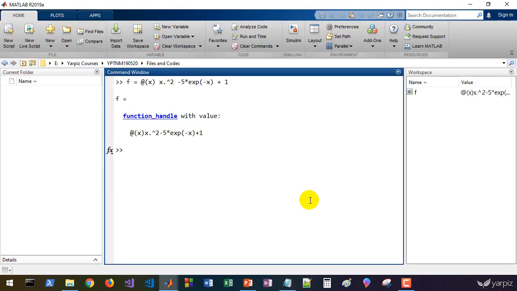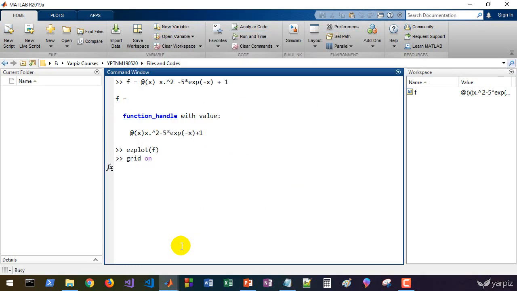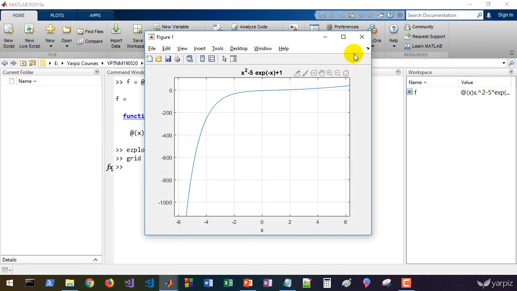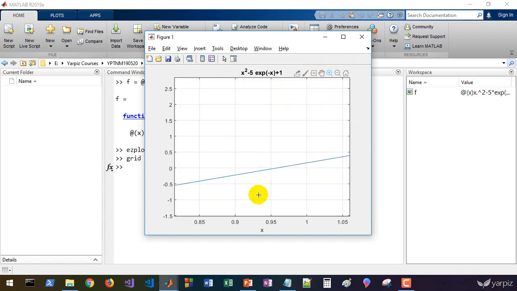We have this. If you use ezplot f, you'll see that this is an equation in this form. And if you turn the grid on, the equation has a root here, very close to 1. You see it's about 0.95.